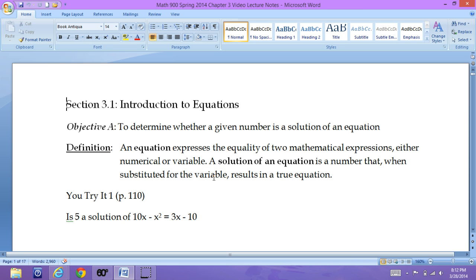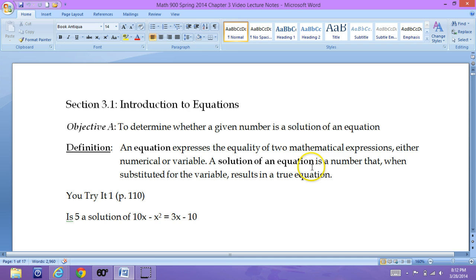So 3.1 is an introduction to equations. Recall in Chapter 2 we dealt with expressions which do not have equal signs, and equations do have equal signs. Objective A is to determine whether a given number is a solution of an equation. All you're going to be doing is substituting a value into the equation for the variable and seeing if you get a true statement. Definition: an equation expresses the equality of two mathematical expressions, either numerical or variable.